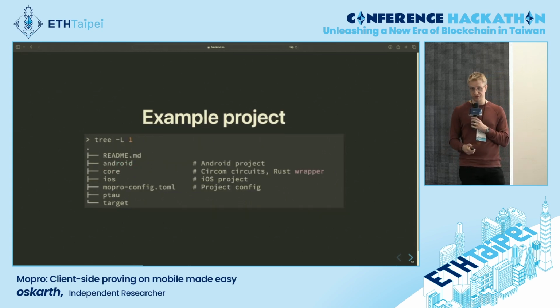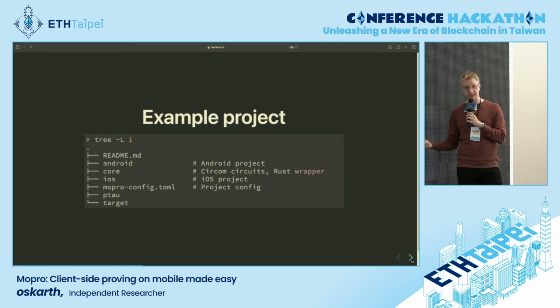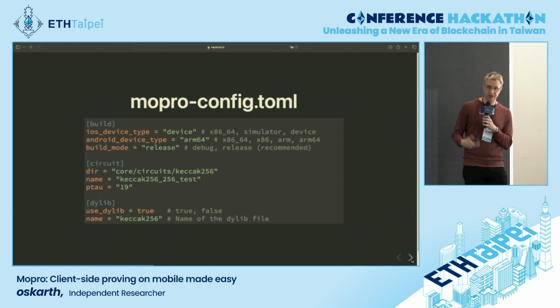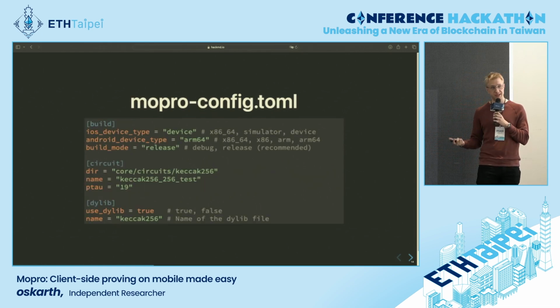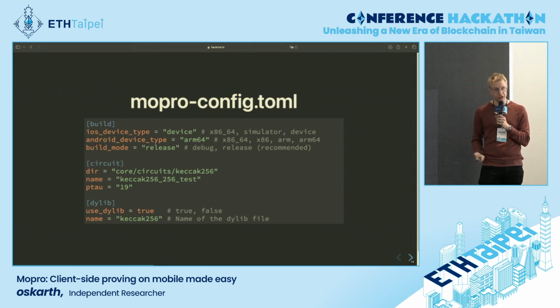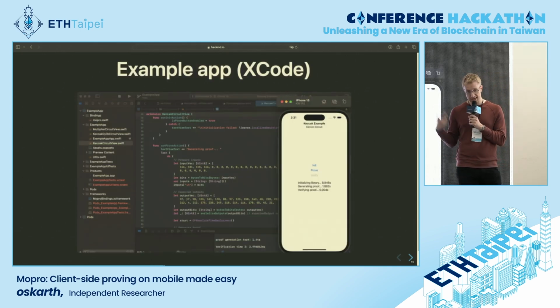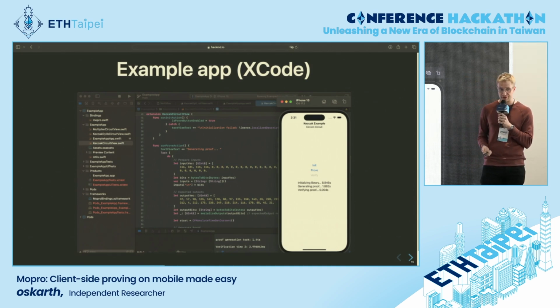And this is generally the product structure. You have the core Rust scaffolding with your circuit, and then you have the iOS project and Android, as well as a config. The config file just gives you a little more control over the specific devices you're targeting on iOS and Android, whether you want debug information, as well as what circuit you want to use and where it is. But basically, we just bring your circuit and plug it into this config. And then after that, you get an example application that allows you to prove and verify straight from mobile.